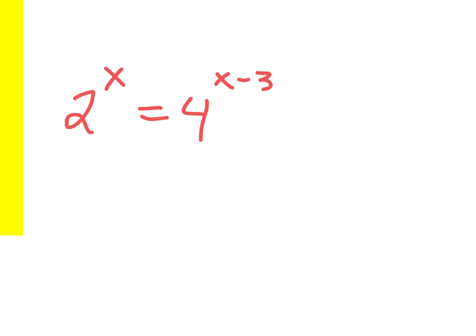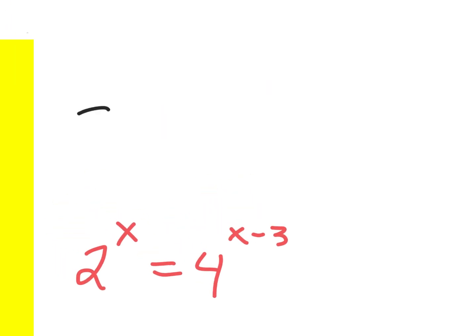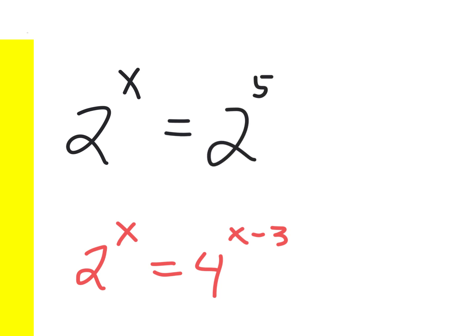Now I want to look at this from this perspective. What if I had just said 2 to the x is equal to 2 to the 5? I'm surprised how many kids struggle with this, but if that was true, wouldn't x have to be 5? Like if I put a 6 here, is there any way that that works? Is there any world in which that works? No, it has to be a 5. That's the only way it would work.